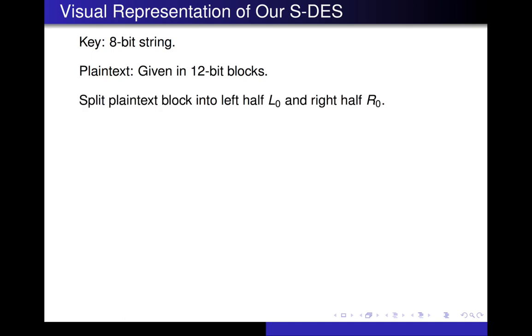All right, so first of all, our key is an 8-bit string, and our plain text is given in 12-bit blocks. Now, in real life, we'd encode this using ASCII, but then once we have that huge bit string, we're just going to break it into 12 bits when we encrypt it. We're just going to encrypt 12-bit blocks one at a time. So we're going to split the plain text of that 12-bit block into a left half L0 and a right half R0. Each of those is going to have 6 bits.